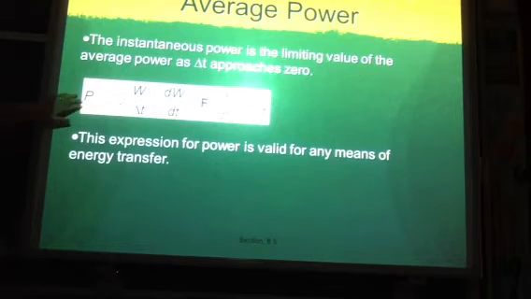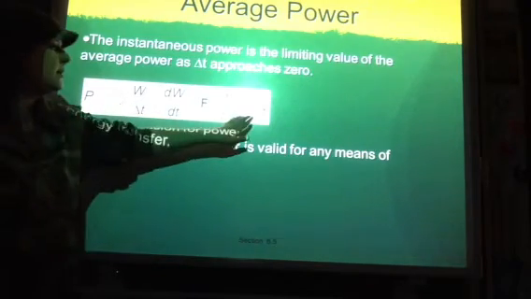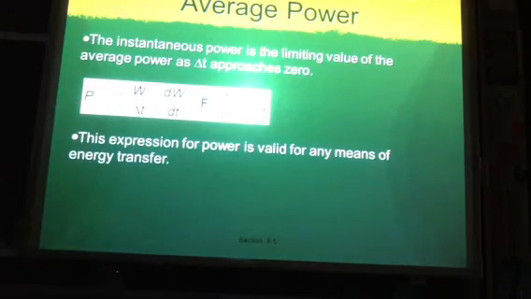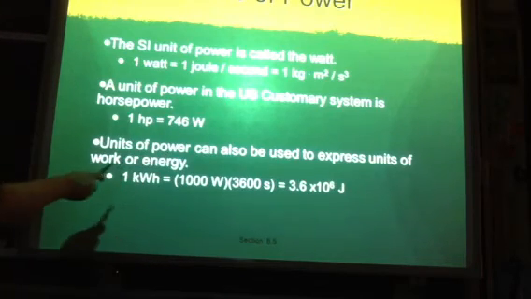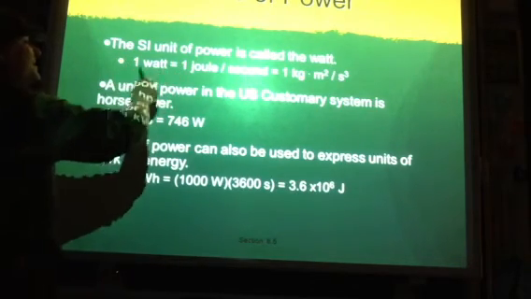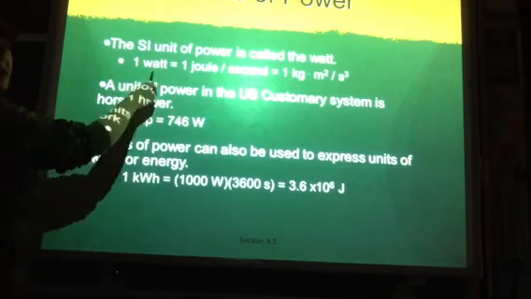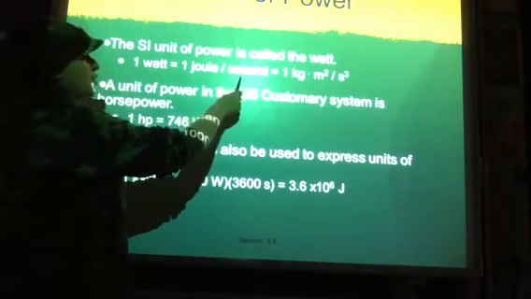So power can be written as my force times my velocity. This is valid for any energy transfer. If we think about whether it is a scalar or a vector, power is definitely going to be, I'll let you decide and you can tell me tomorrow. The unit of power is called a watt, and 1 watt is equal to 1 joule per second.